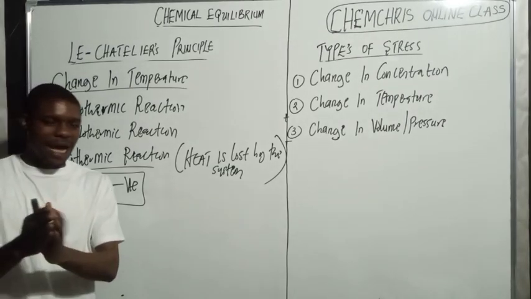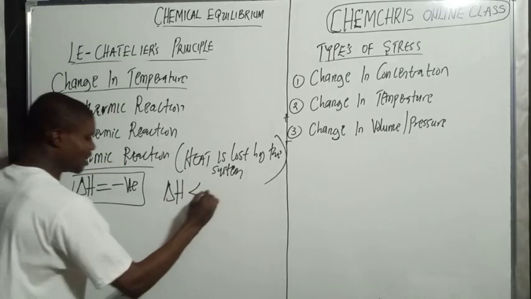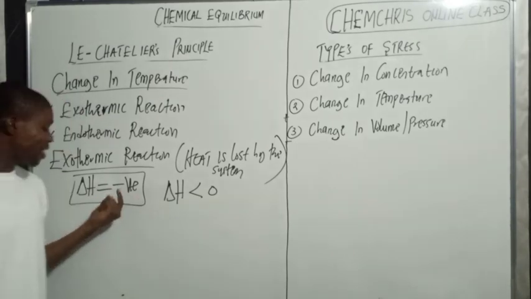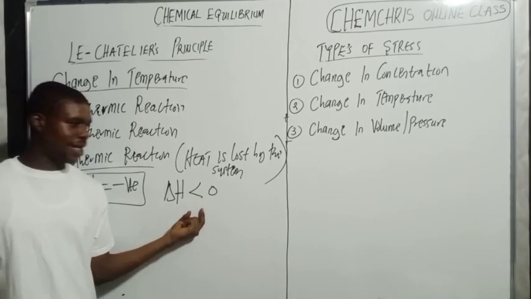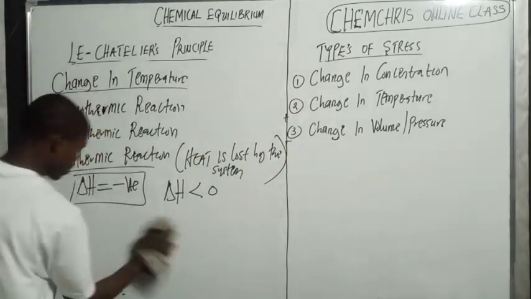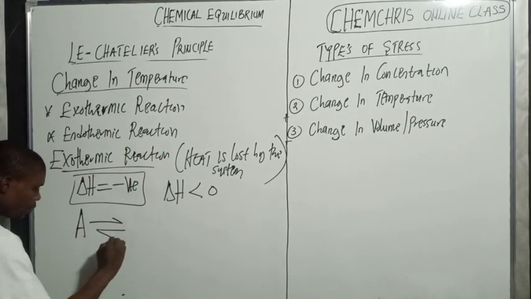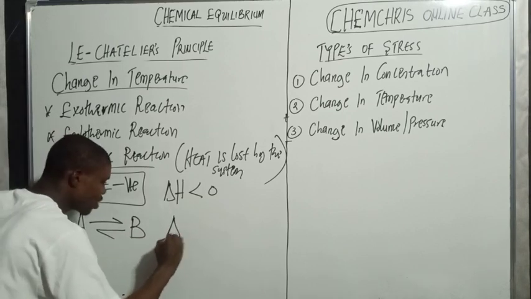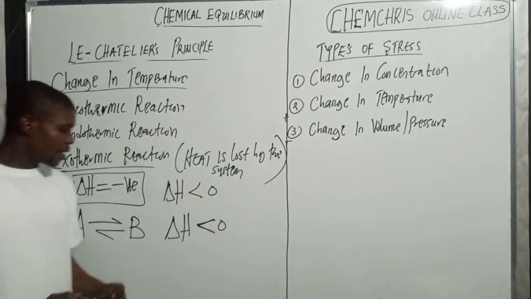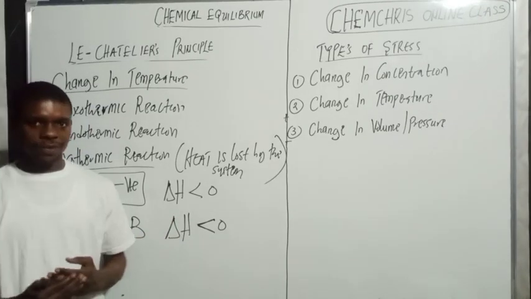Another way you can see it in the exam is delta H less than 0. These two are the same: delta H is negative, or delta H is less than 0. Now let's imagine we have this reaction, A moves to B, and they say delta H is negative, less than 0. Because delta H is less than 0, we are talking about an exothermic reaction.